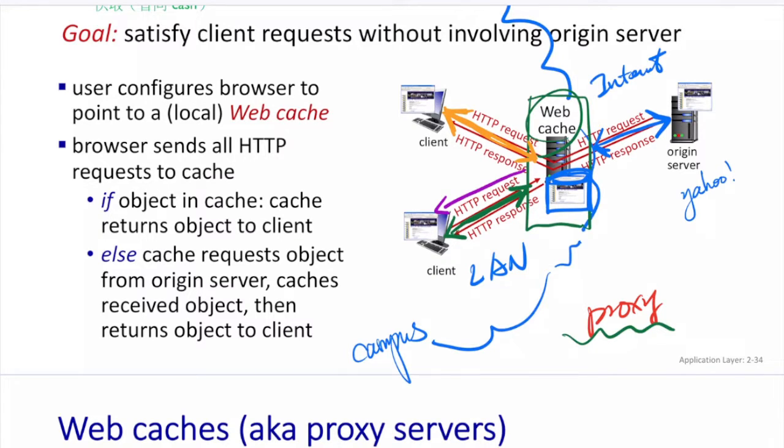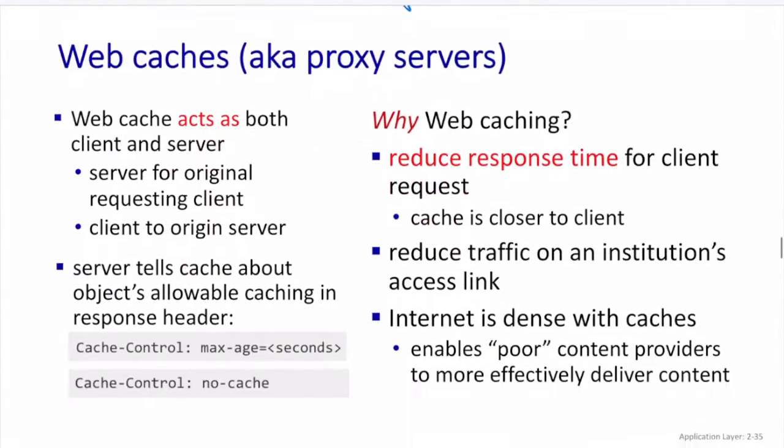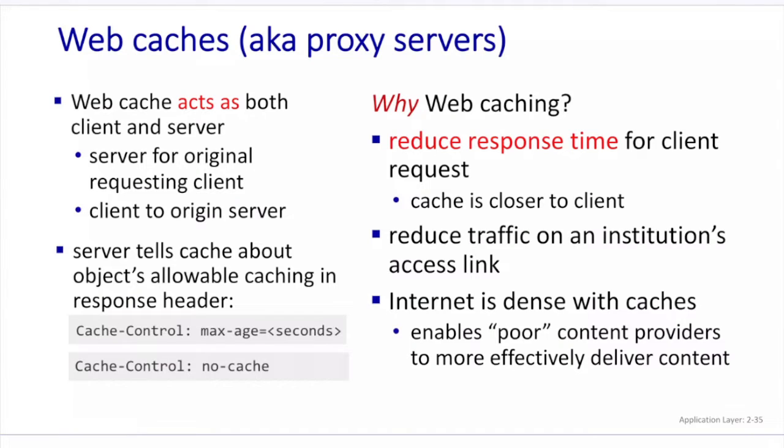But when the web cache, the proxy, is trying to retrieve the web page from the original Google or Yahoo.com, it acts as a client, a web client, right, to retrieve the information. So the web cache, the proxy, acts as both client and server: server for the original requesting client, and client to the origin server. When it retrieves the information from the original server, the server tells the cache, the proxy, about objects allowable caching in the response header.